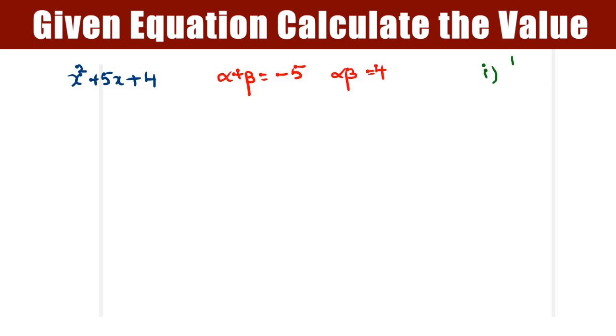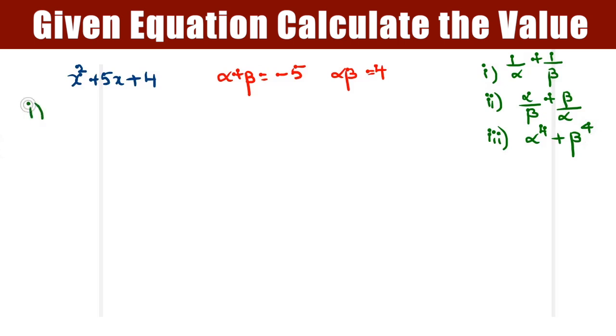Now, what is the expected calculation that we are needed to do? The first subdivision was 1 by alpha plus 1 by beta. The second subdivision was alpha by beta plus beta by alpha. And the last one that we were expected to calculate was alpha power 4 plus beta power 4.